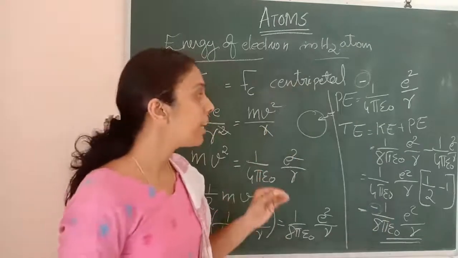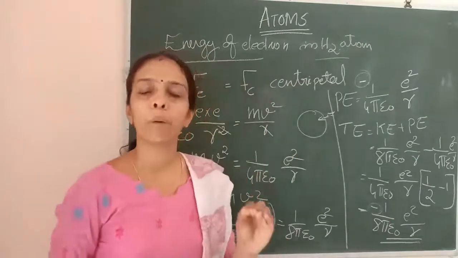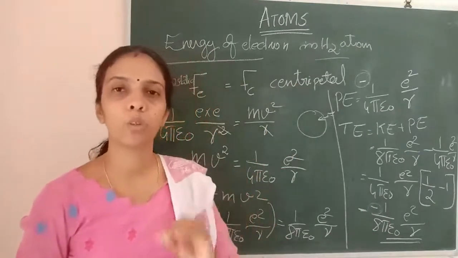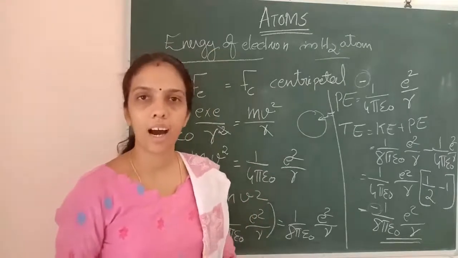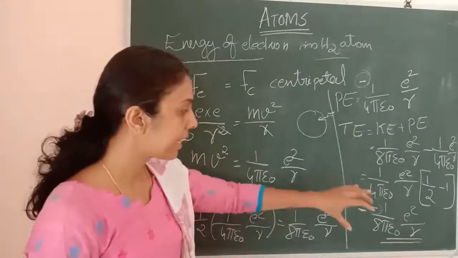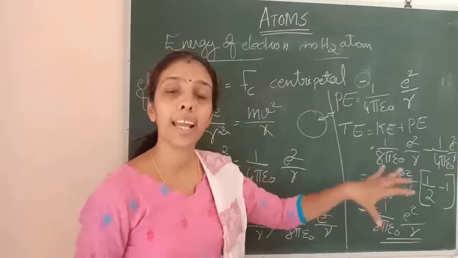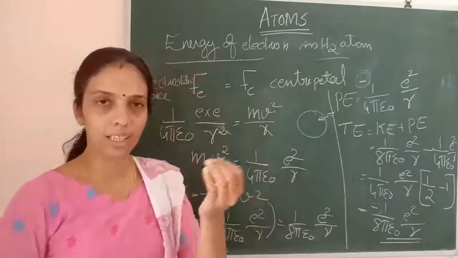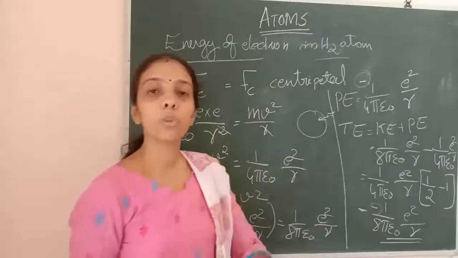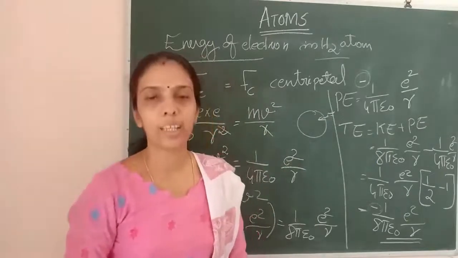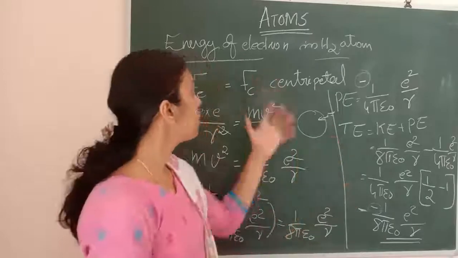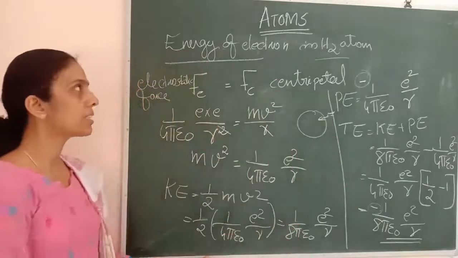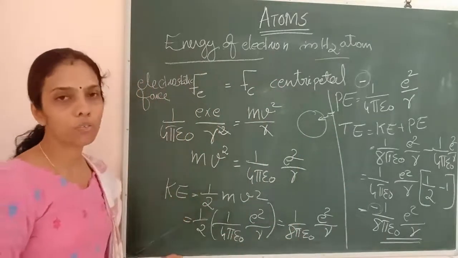So the total energy of the electron is minus 1 by 8 pi epsilon 0 e square by r. This negative sign shows that the electron is always bound to the nucleus, that is, it has an attractive force towards the nucleus. Okay, so is it clear now how we derive the energy of the electron?